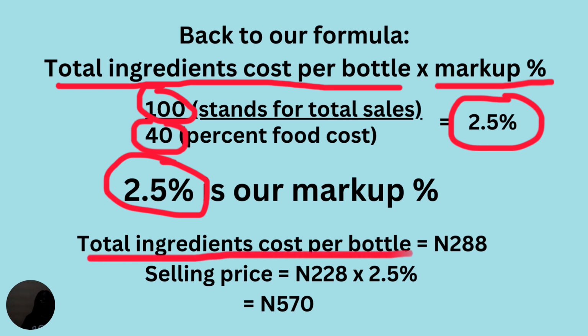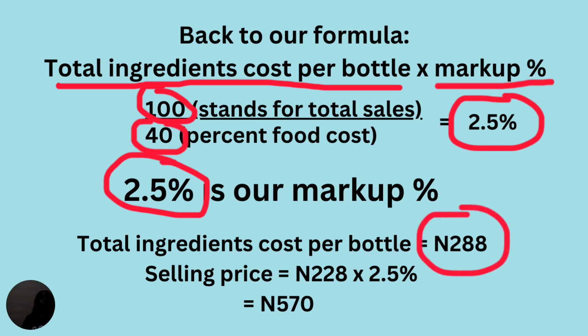Total ingredient cost per bottle in our previous calculation was 228 naira per bottle. So our selling price will be 228, which is total ingredient cost per bottle, times the markup, which is 2.5, and this will give us 570 naira as our selling price per bottle.